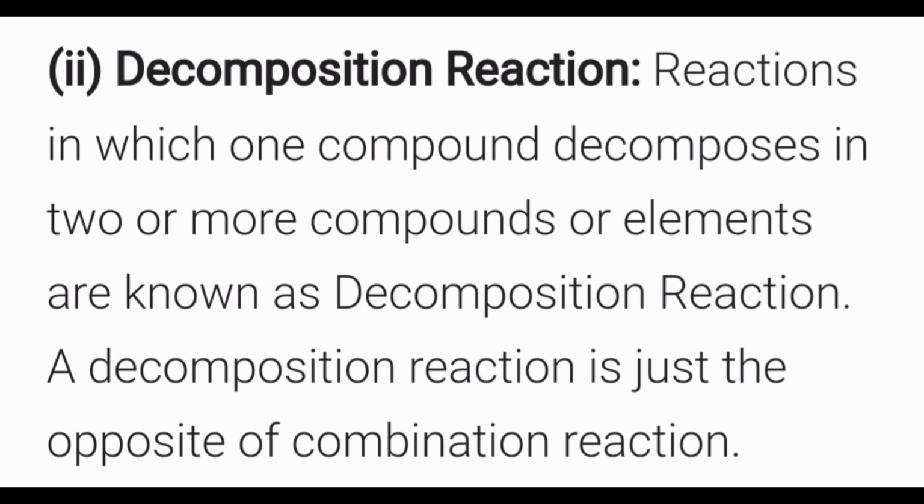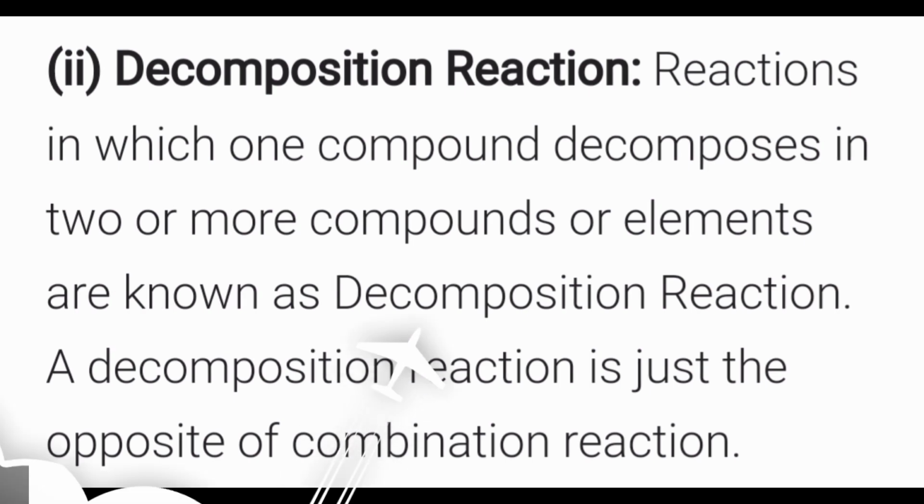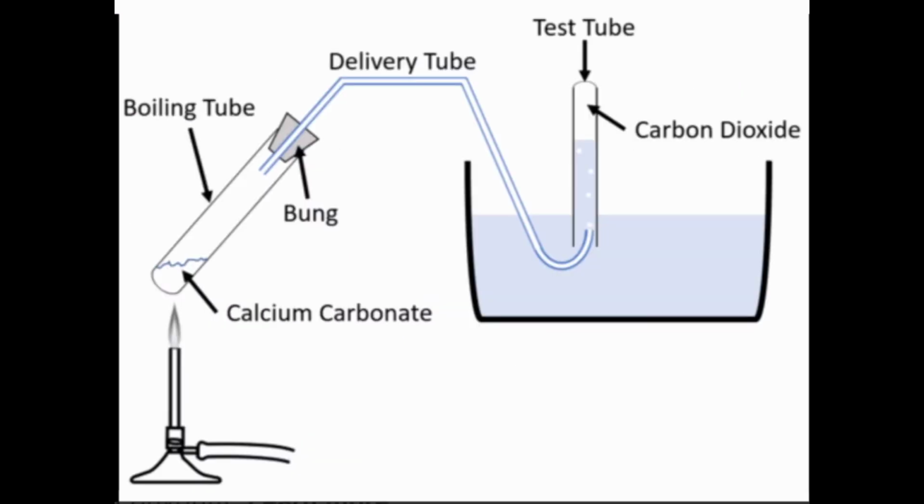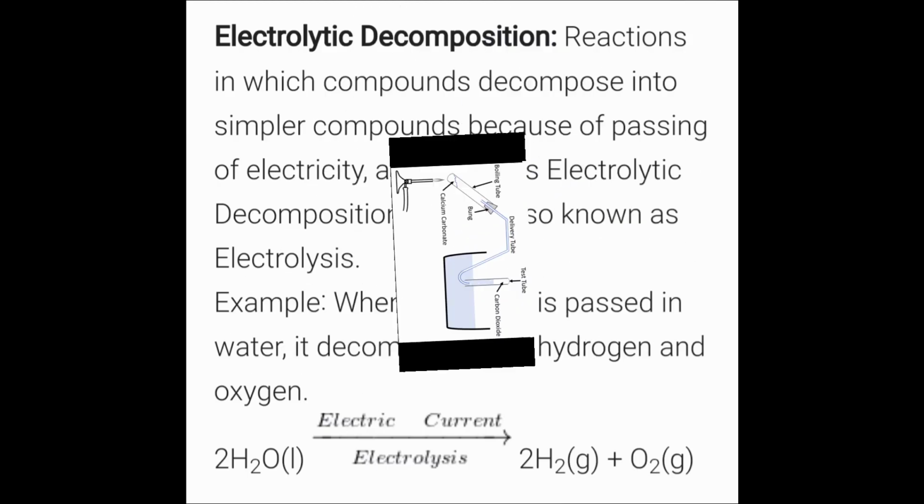Decomposition reaction. A reaction in which one compound decomposes into two or more compounds or elements is known as a decomposition reaction. A decomposition reaction is just the opposite of a combination reaction. When calcium carbonate is heated, it decomposes into calcium oxide and carbon dioxide. Here you can see the equation, and here you can see the practical. When calcium carbonate is being heated, carbon dioxide is formed here in the test tube.